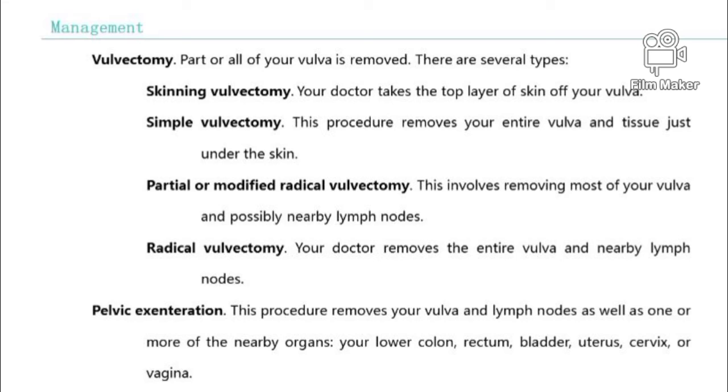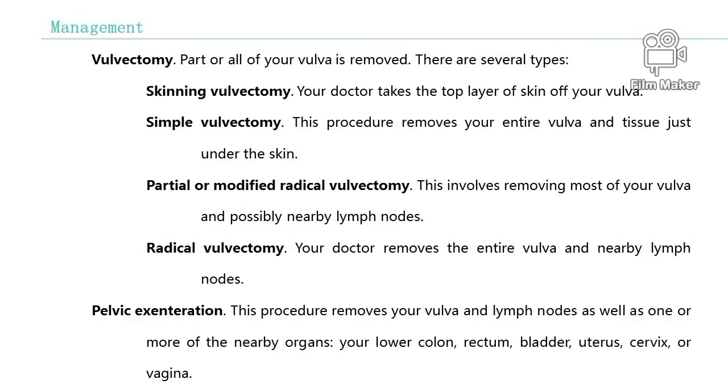The third type is the partial or modified radical vulvectomy. This involves removing most of your vulva and possibly nearby lymph nodes. And the last type is the radical vulvectomy. Your doctor removes the entire vulva and nearby lymph nodes. We also have pelvic exenteration. This procedure removes your vulva and lymph nodes, as well as one or more of the nearby organs, such as lower colon, rectum, bladder, uterus, cervix, or vagina.